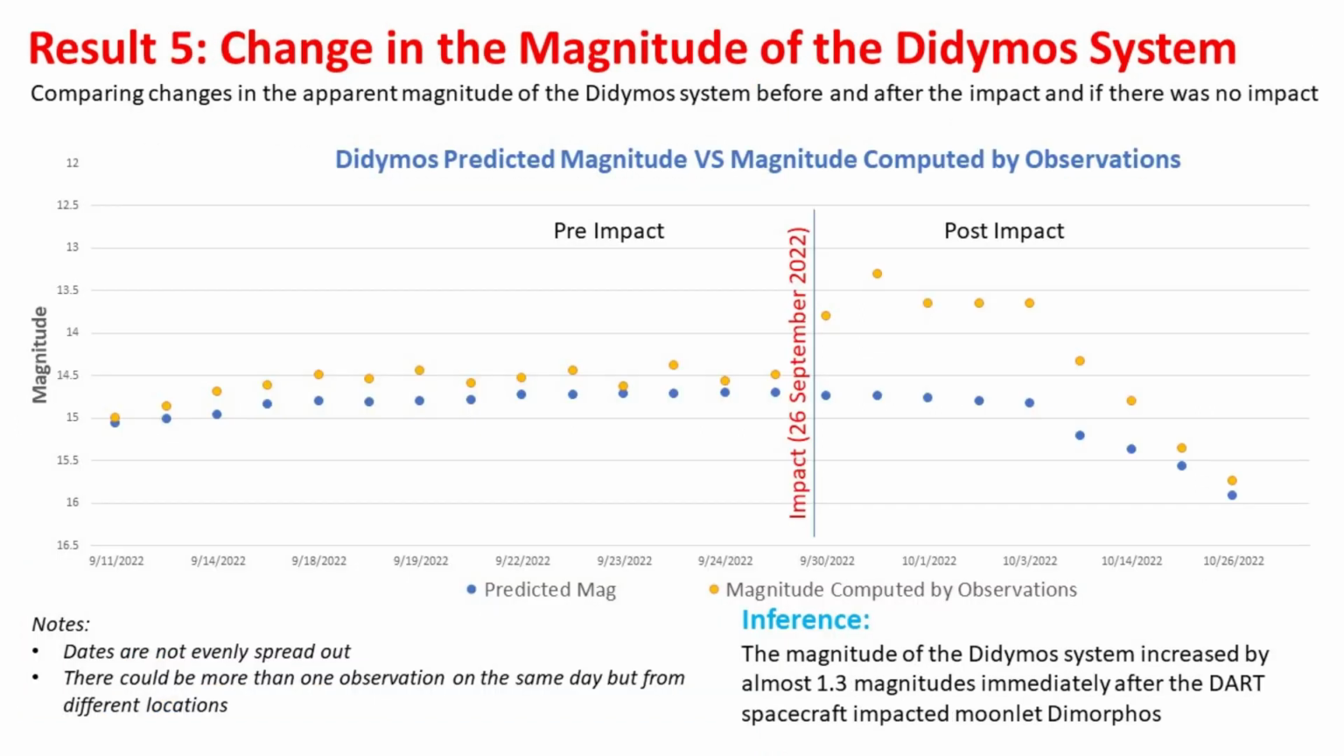Fifth, I measured the magnitude of Didymos before and after the impact and compared it to its predicted value from the NASA Horizons dataset. Pre-impact, the values I was getting were very close to the predicted magnitude. But post-impact, I noticed an increase of 1.3 magnitude after the impact. Around a month later, it went back to its normal rates.